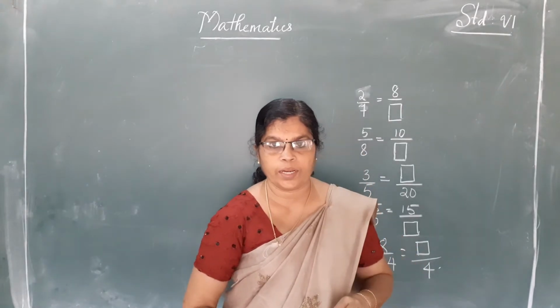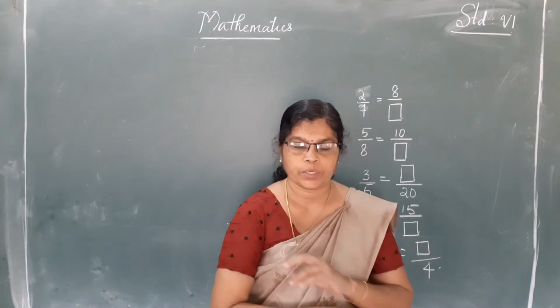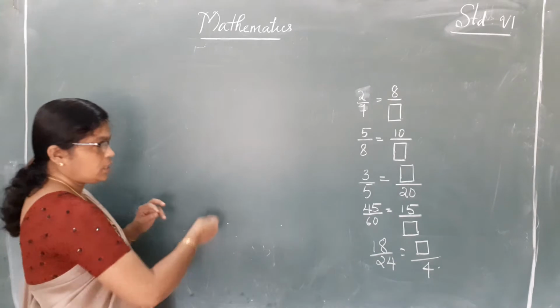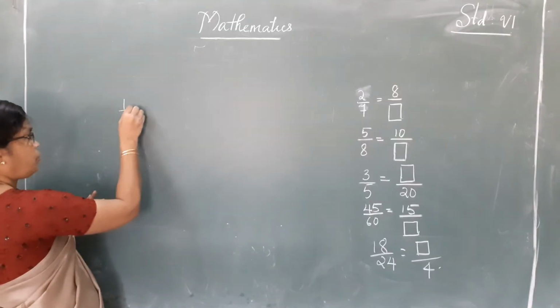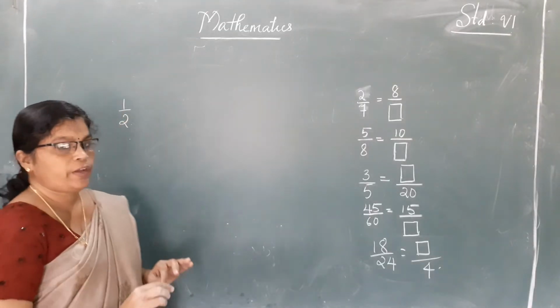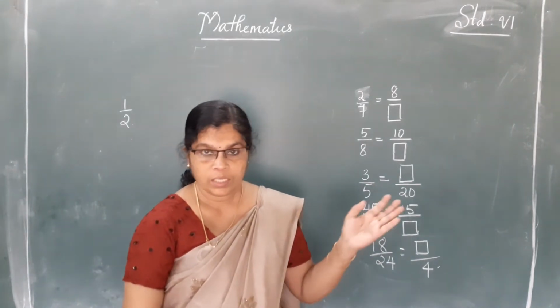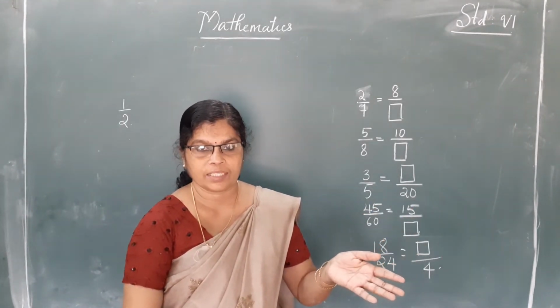Understood what are equivalent fractions. Now how to get the equivalent fractions? See, here we have the fraction 1 by 2. We have to find the equivalent fraction of 1 by 2. Now we have seen what the equivalent fractions are, isn't it? Now let us see how to get the equivalent fraction.